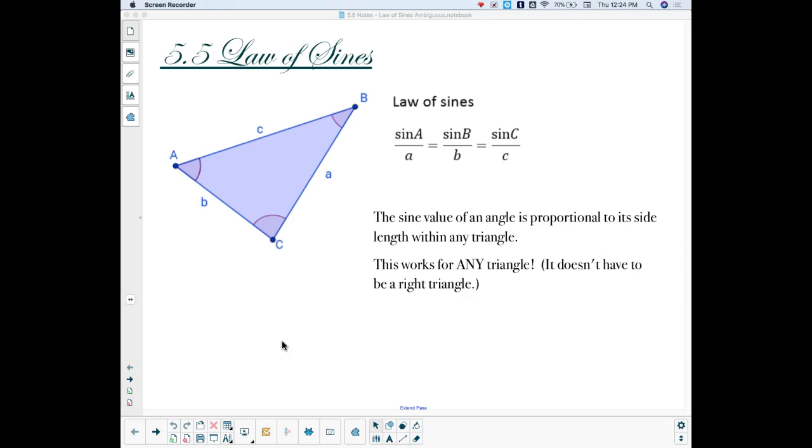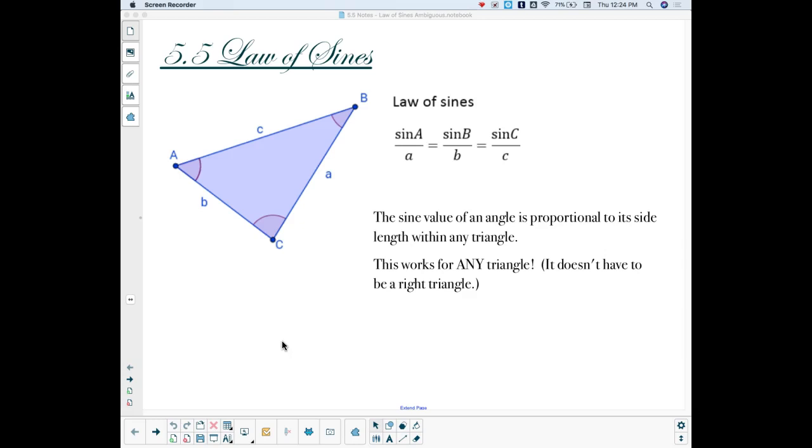Okay? So we asked that you remembered what the law of sines was from your geometry class, and the law of sines is written here on this slide. It is the sine of angle A divided by side A is equal to the sine of angle B divided by side B is equal to the sine of angle C divided by side C. Now we use the law of sines to solve triangles.